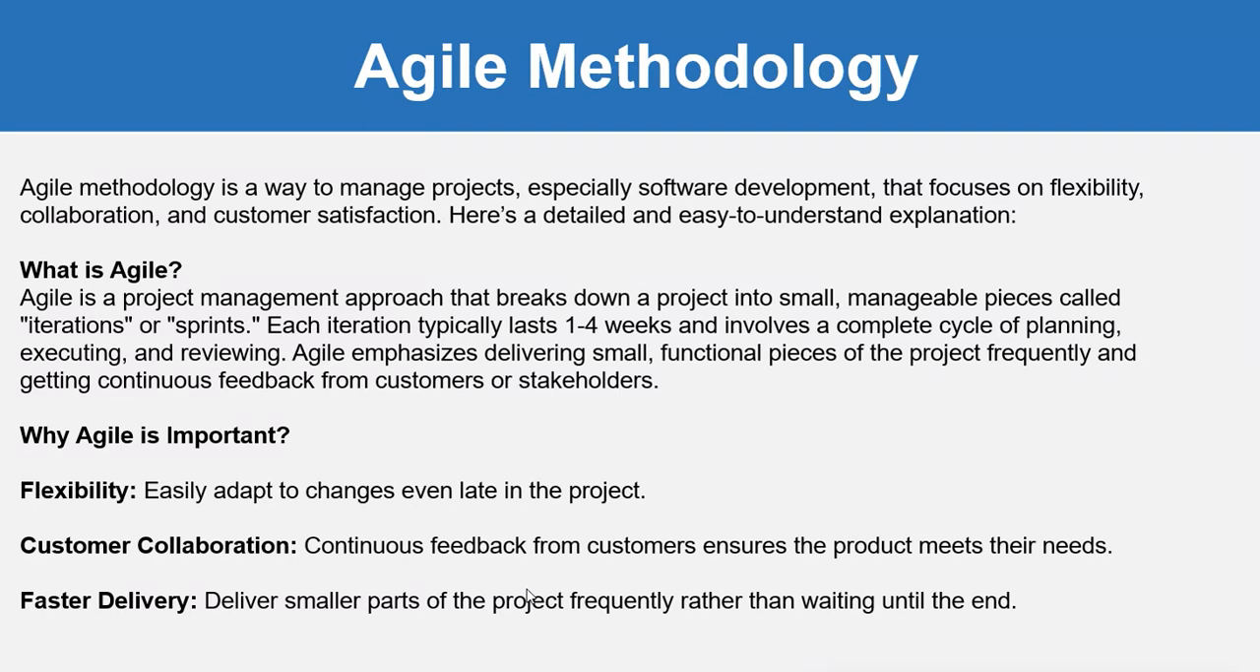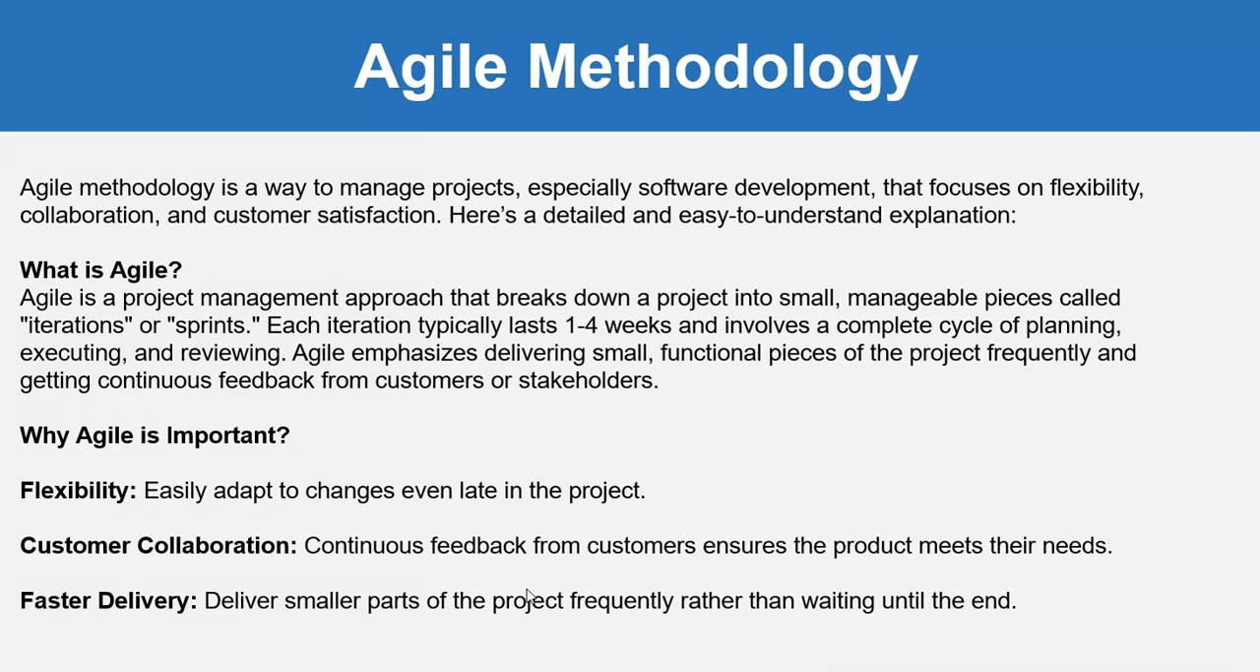especially software development projects, that focuses on flexibility, collaboration, and customer satisfaction. So basically, it's an approach to manage a project. First, we talk about what Agile actually is. Agile is a project management approach that breaks down a project into small and manageable chunks called iterations or sprints. Each iteration or sprint typically lasts 1 to 4 weeks and involves a complete cycle of planning, execution, and reviewing. Agile emphasizes delivering small functional pieces of the project frequently and getting continuous feedback from customers.